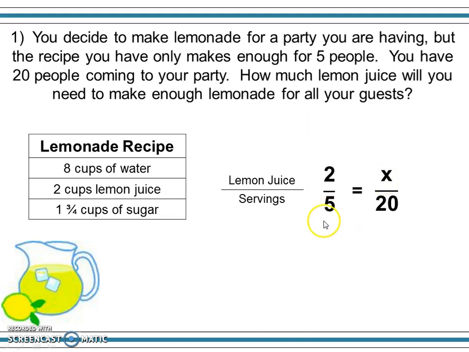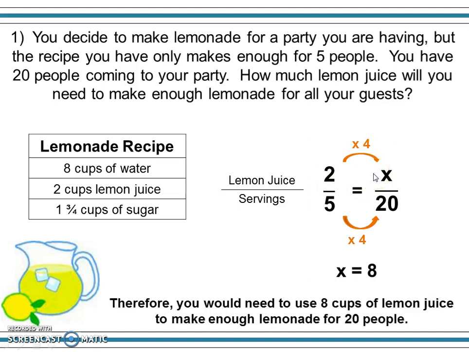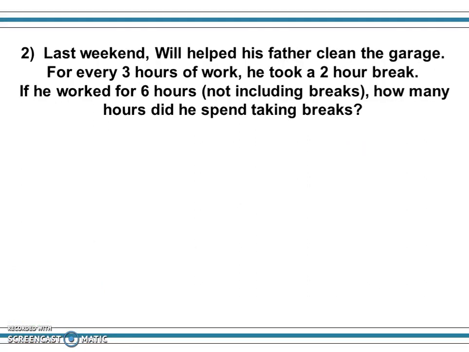Now as I'm looking at this, I would say that I know 5 times 4 is equal to 20. And so I should be able to do the same thing to the top. And so since 2 times 4 is 8, that's going to let me know that I need 8 cups of lemon juice to make enough lemonade for 20 people. Okay, so this is sort of a classic example of when you would need a proportion, right? The ratio should stay the same. We're just scaling it up. All right, let's take a look at another one.